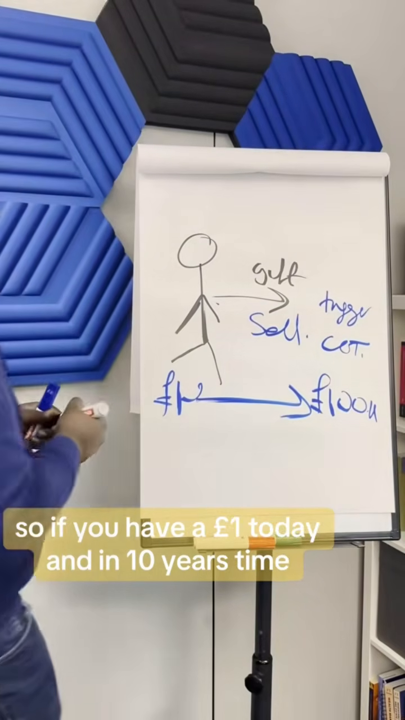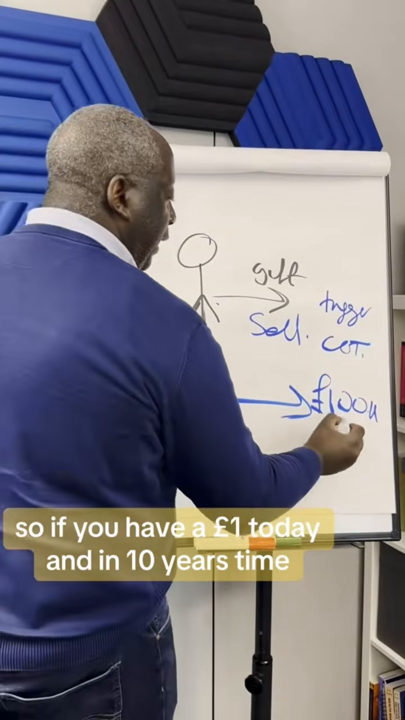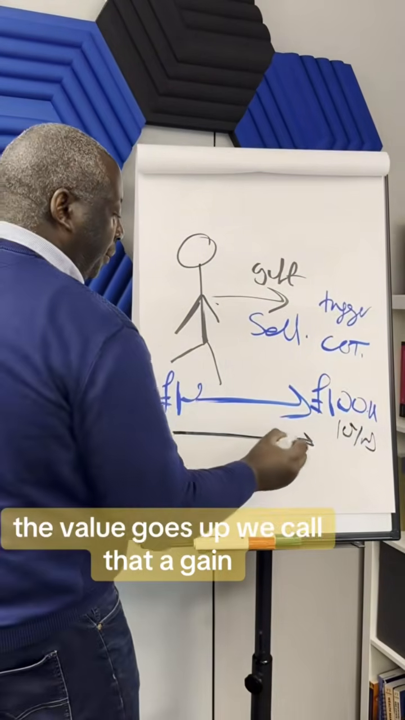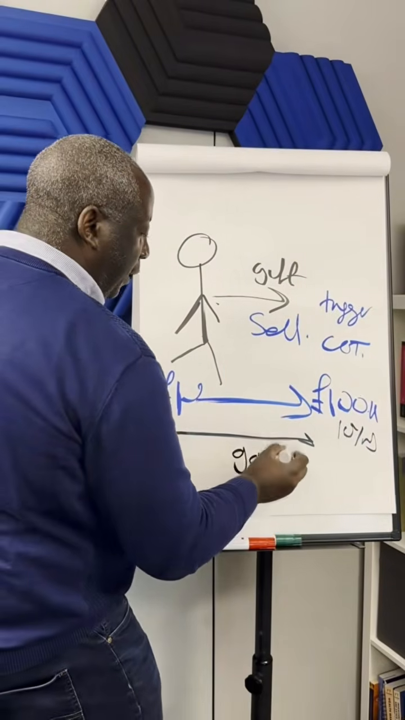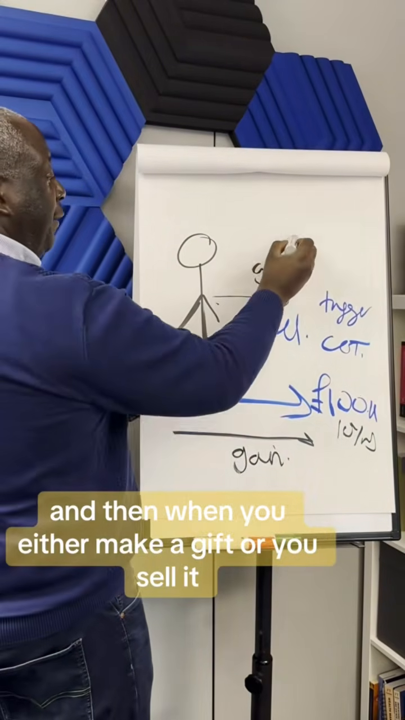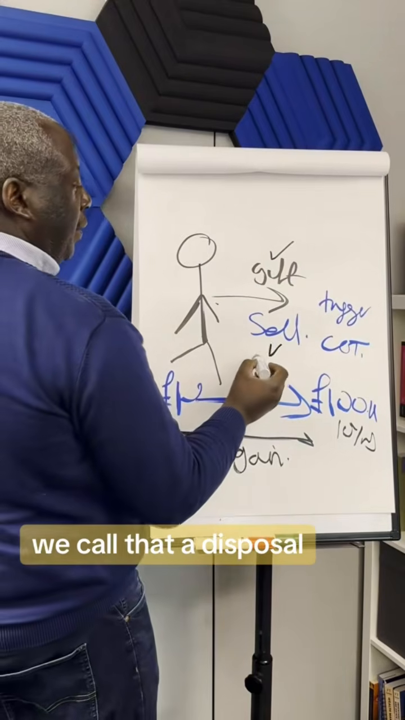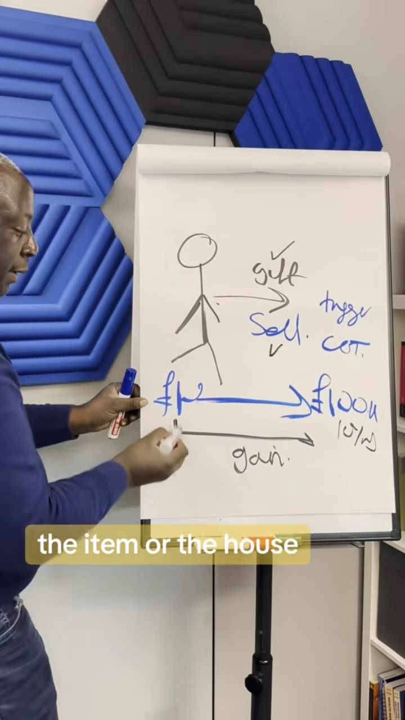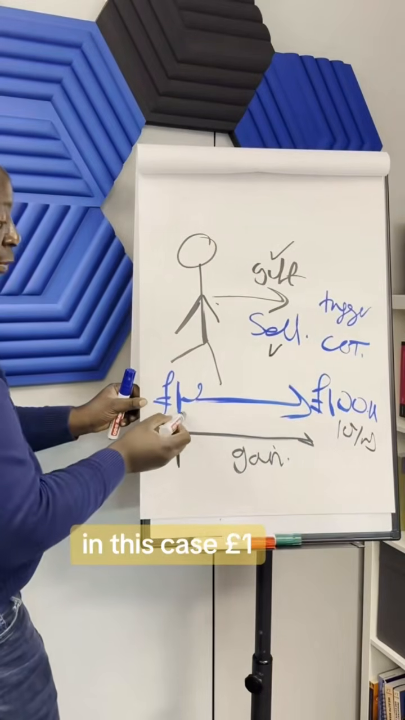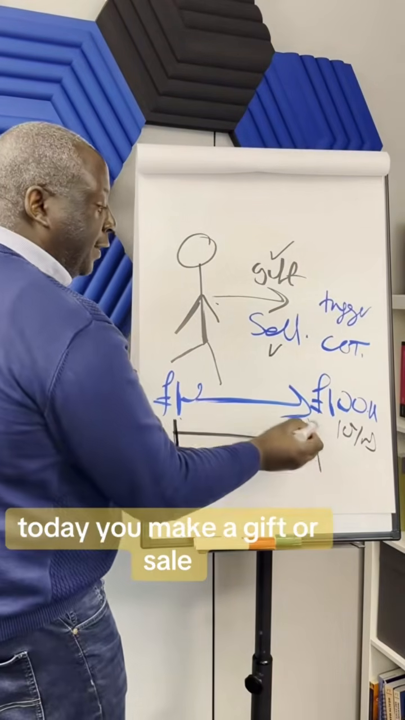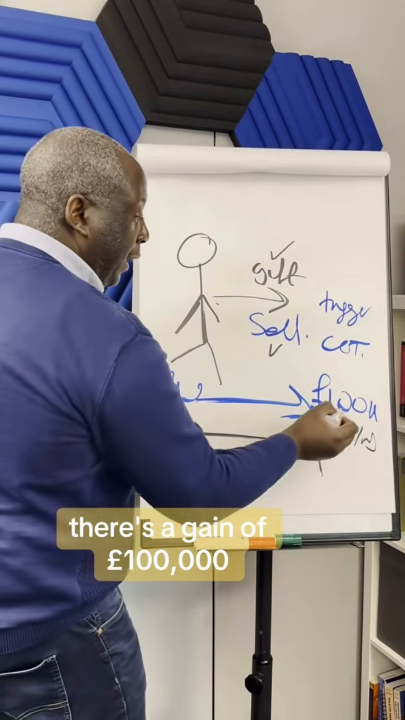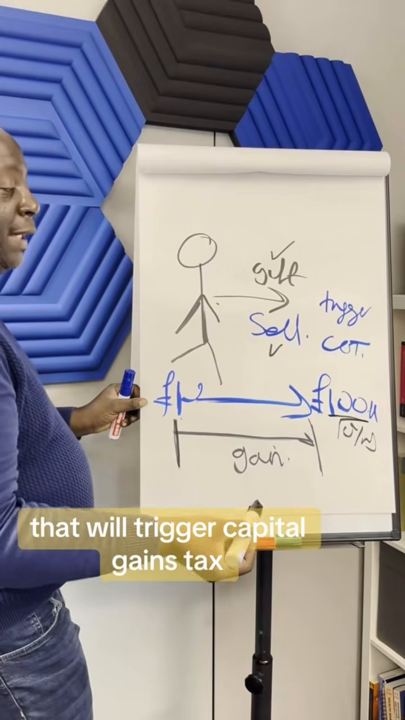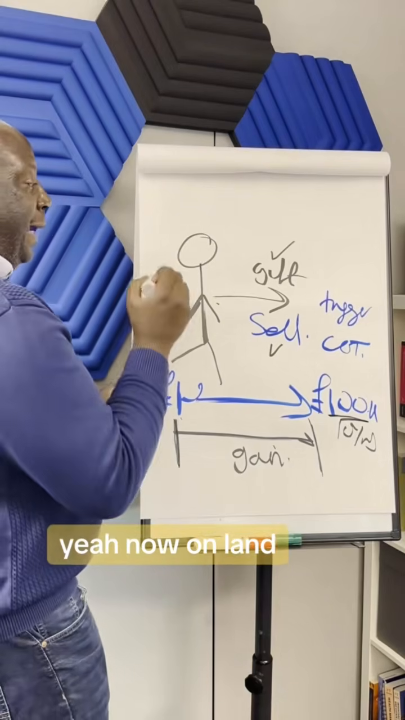So if you have £1 today, and in 10 years' time the value goes up, we call that a gain. And then when you either make a gift or you sell it, we call that a disposal. And if there's a difference from the day that you bought the item or the house, in this case £1, to the day you make a gift or a sale, there's a gain of £100,000, that will trigger capital gains tax. Yeah?